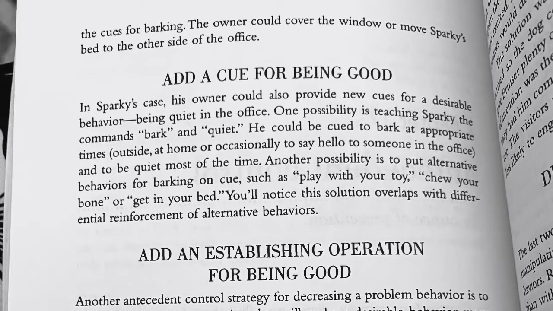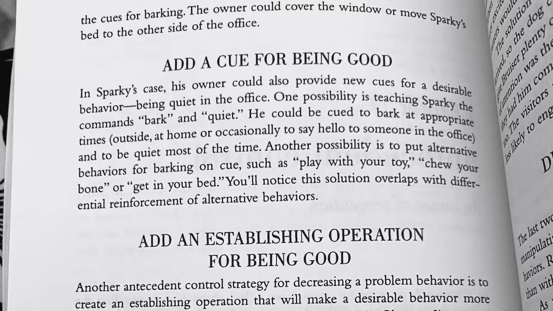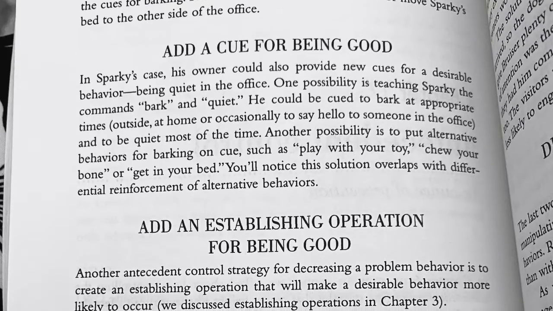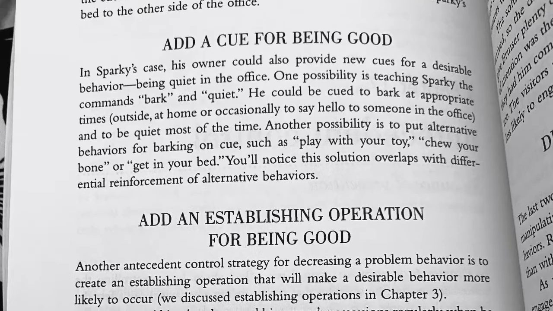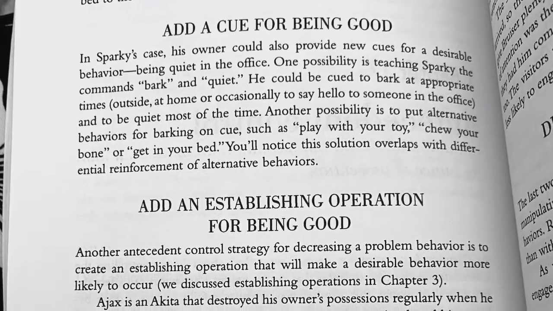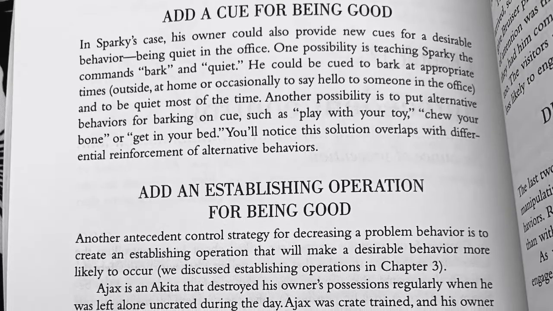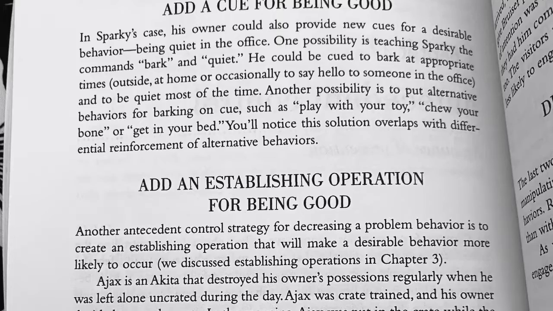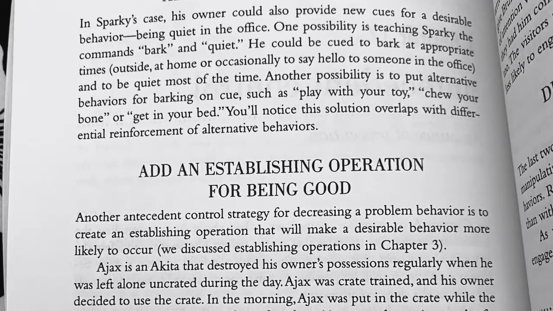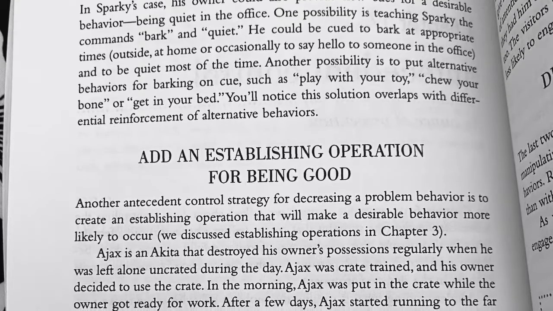Add a cue for being good. In Sparky's case, his owner could also provide a new cue for desirable behavior, being quiet in the office. One possibility is teaching Sparky the commands bark and quiet. He could be cued to bark at appropriate times, outside at home, or occasionally to say hello to someone in the office, and to be quiet most of the time. Another possibility is to put alternative behaviors for barking on cues such as play with your toy, chew your bone, or get in your bed. You'll notice this solution overlaps with differential reinforcement of alternative behaviors.